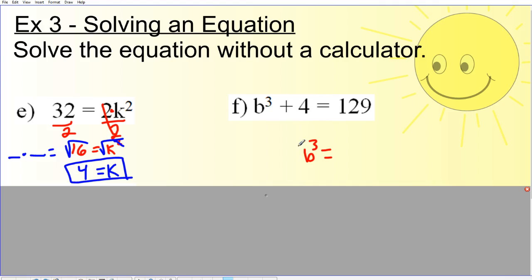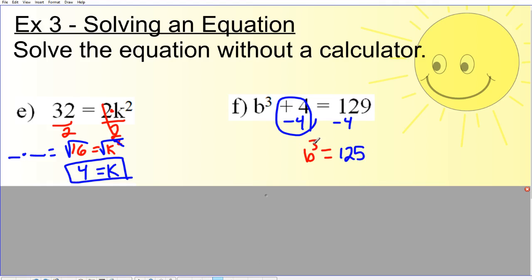Letter F. So I said that this was our goal, to turn this stuff into that stuff. So basically, we need to get rid of that plus 4. And hopefully you remember from previous years, the way you get rid of a plus 4, the opposite of adding 4, is you subtract 4 on both sides. And so you subtract 4 on both sides, these cancel out. You got your b cubed equals 129 minus 4 is 125.